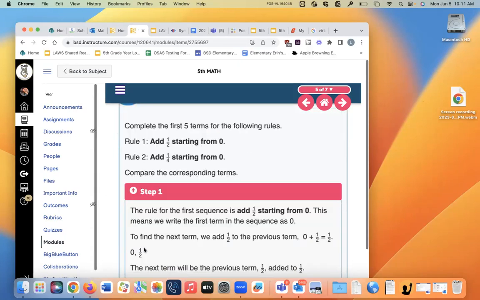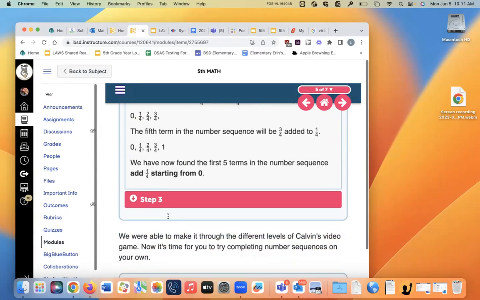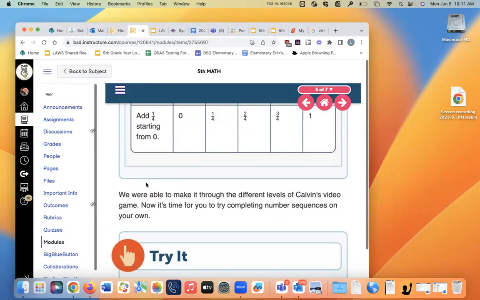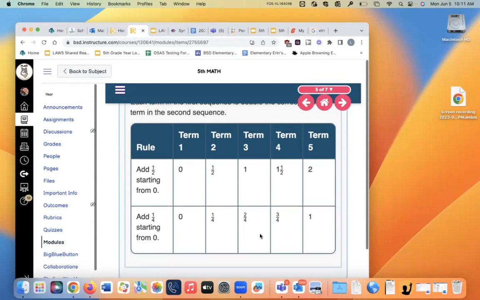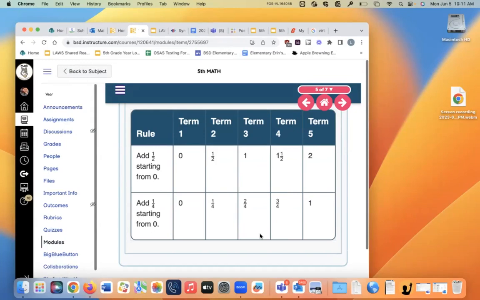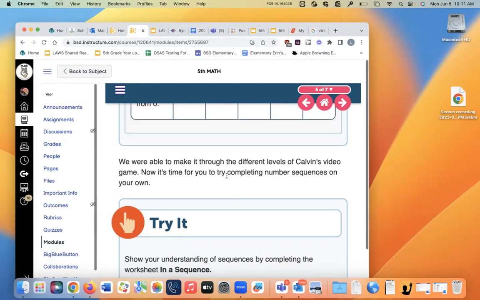And it says compare the corresponding terms. So here we are. 0. And there's the chart with all the terms in it. We got it right. And if they asked us what's the first term they have in common, you said 0, right? I think that's true. We were able to make it through the different levels of Calvin's video game.